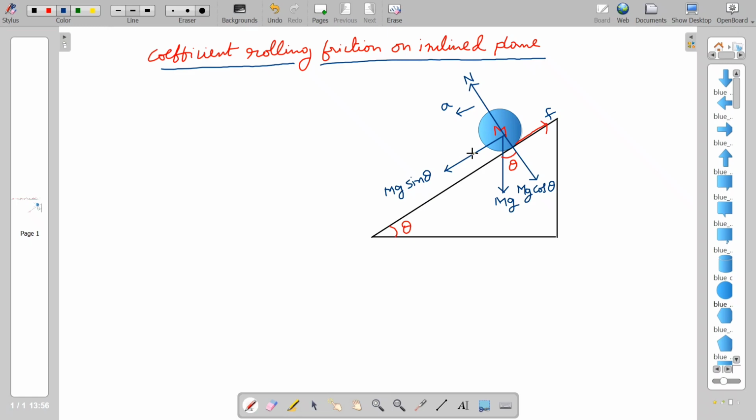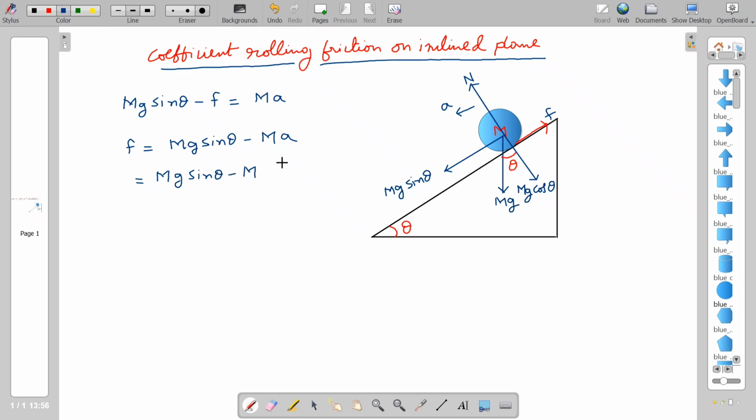So we can calculate net force by using Newton's second law, that is mg sin theta minus frictional force is equal to ma. Here we can calculate friction from this step, that is F is equal to mg sin theta minus ma. So from this we can write mg sin theta minus m.